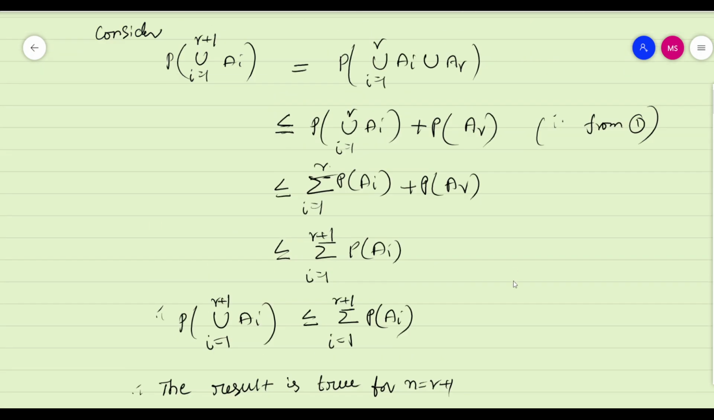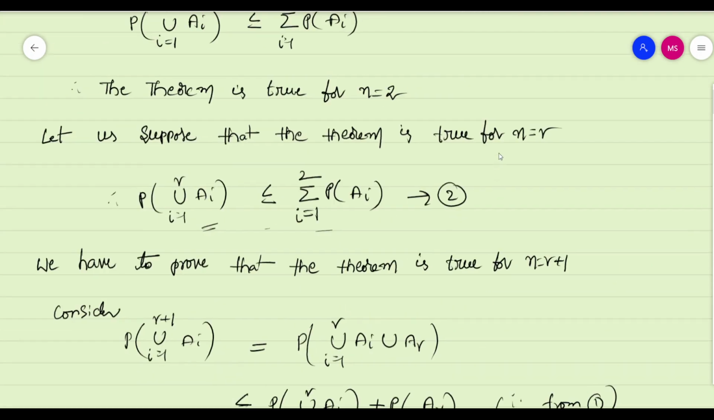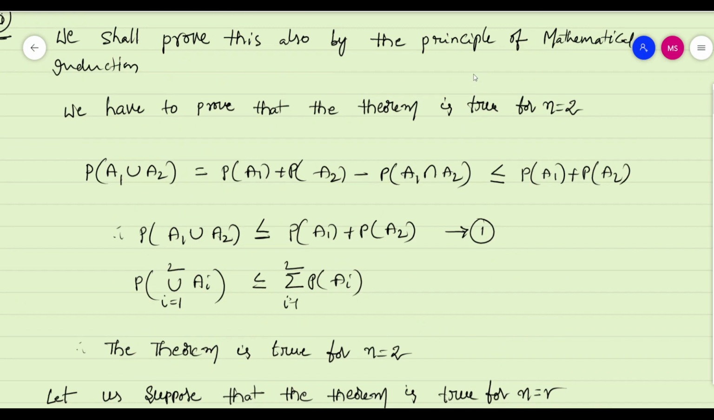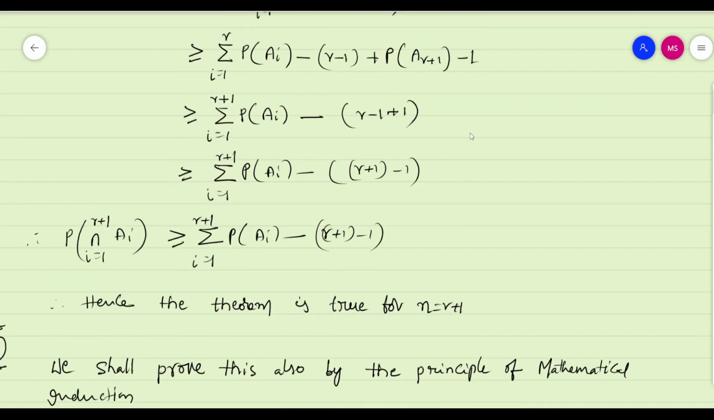Okay, this is the Boole's inequality theorem concept. There are two statements in this theorem.